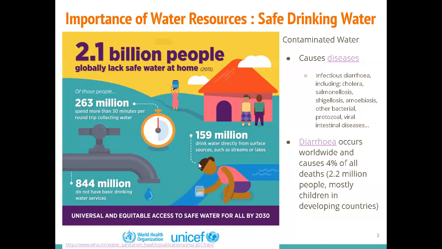It's because it's very important to have safe drinking water. We know that contaminated or dirty water causes diseases. There are different kinds, and I'm not going into details of this. Diarrhea is actually causing 4% of all deaths. You would take it for granted to have safe drinking water in Hong Kong, but in a lot of different parts of the world this is not the case, right? Mostly children in developing countries.